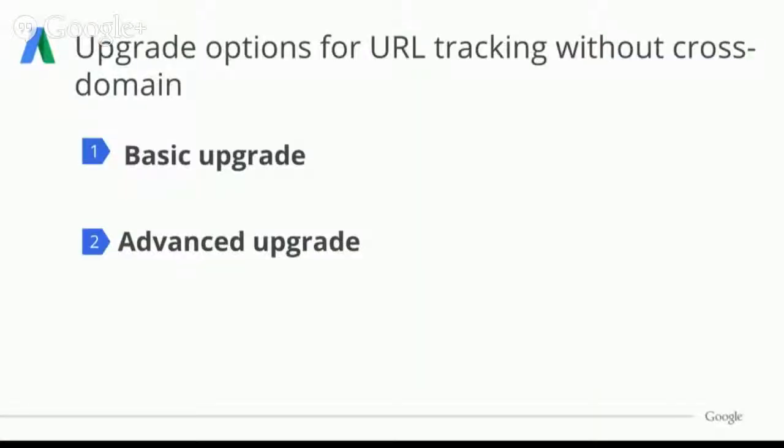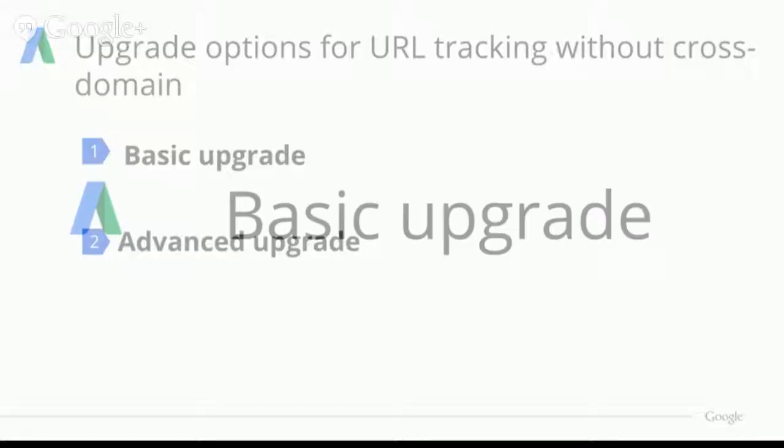So just to recap, we've talked about so far the different types of URLs that you might have as an advertiser and the various upgrade methods. So you should have a sense at this point which group you kind of fall into. Do you have tracking parameters in your URLs? Do you have cross-domain redirects or not? So have a sense in your mind of which method you're going to be using. And now we're going to go through examples of each. So we're going to go ahead and start with the basic upgrade for URLs without cross-domain redirects.